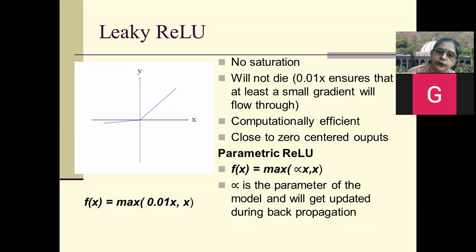Okay. So that's all for today's lecture. Your leaky ReLU can avoid the vanishing gradient problem, and that's why with deep neural networks, leaky ReLU is preferred over all other activation functions.